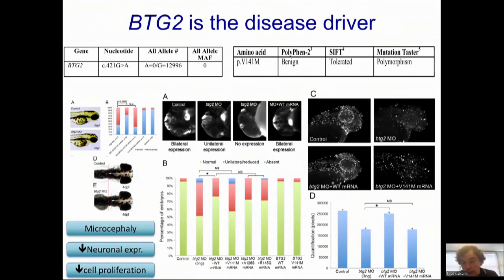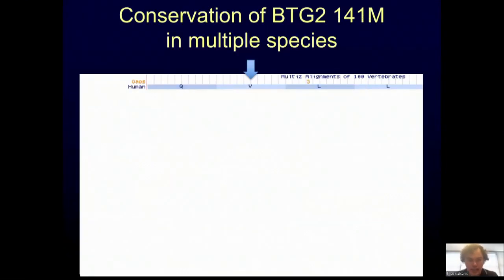And once again, on the bottom right corner, you can appreciate that we have a number of cells born in a wild-type state. This number is reduced when we suppress BDG2. We can fully rescue this phenotype by co-expression with human wild-type mRNA, and we fail to rescue when we mutagenize to the de novo methionine. So every assay that we've used suggests that this valine to methionine change is pathogenic. However, it is predicted to be benign. Why is that? Well, this is why.